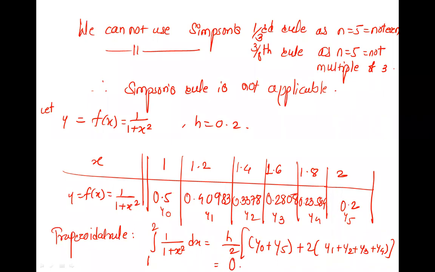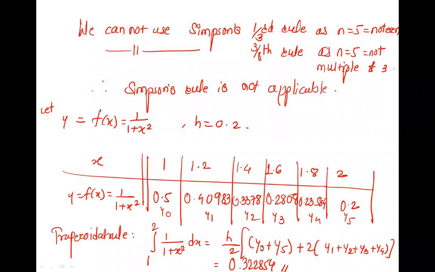0.322854. Check everyone, please. Okay, done. Do you have any doubt? You can ask. Is that correct? Everyone is getting the same? Yes, ma'am. Good, good.